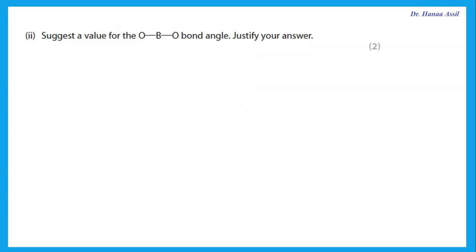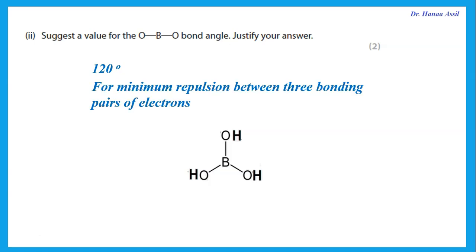So just a value for the OBO bond angle. If I have boron with 3 OHs around it, what kind of bond angle do I have? This is obviously trigonal planar, so the bond angle should be 120. This is for minimum repulsion between 3 bonding pairs of electrons. That's how you justify your answer.